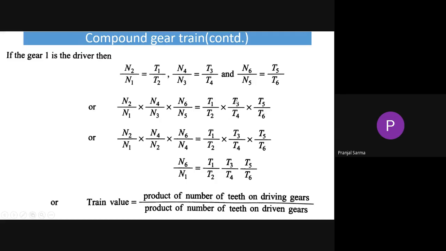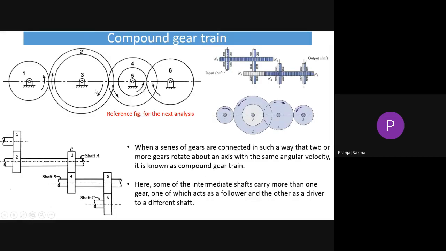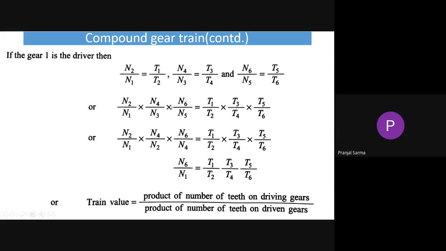Now here, 3 and 4 and 5 and 6 we are considering. Why 3 and 4 and 5 and 6 as a pair? Because 3 and 4 are in mesh, and the 5th and 6th gears are in mesh. Which one is the driver and which one is the driven, you can very easily find out for this particular pair, and thus we have obtained this.